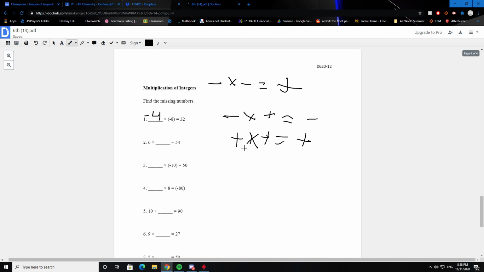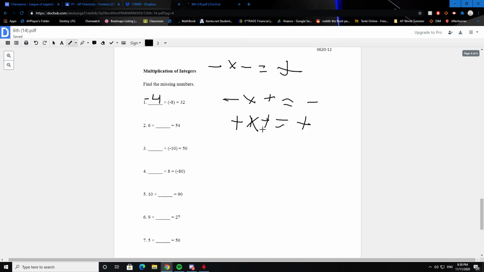Yeah, that's the best way to describe it. Just remember these 3 rules. These are very simple. And yeah, that's pretty much it.